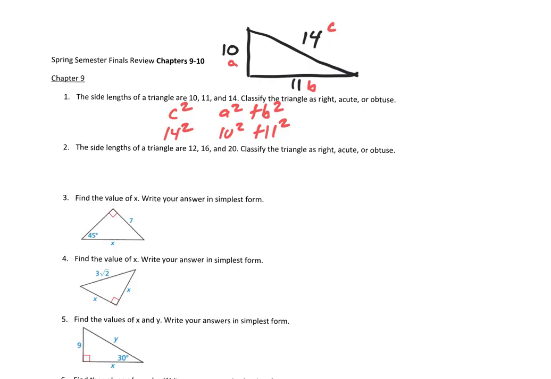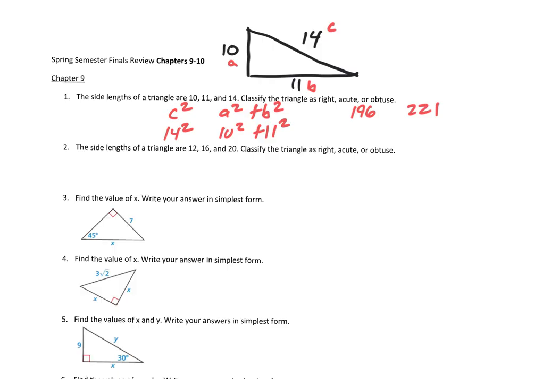Okay, and then we're going to figure this out. So 14 squared is 196. 10 squared plus 11 squared would be 221. If these two were equal, we would say it's a right triangle, but they're obviously not equal. So it's not a right triangle.